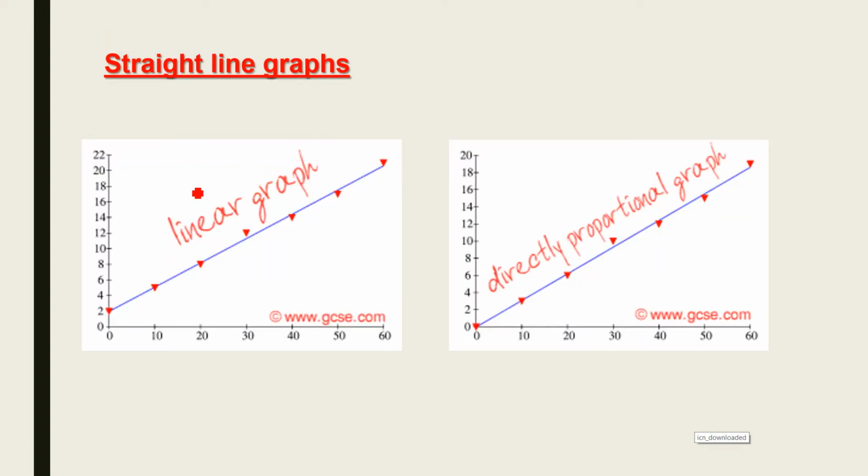Also, in paper 6 questions, you are going to have a question where they ask you if the graph is linear or not.